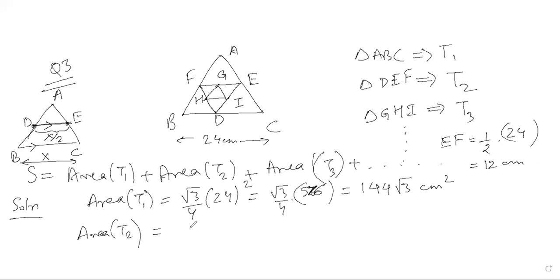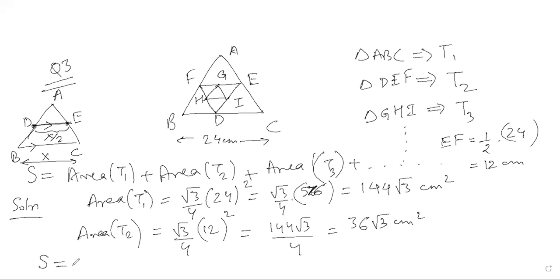So we can find the area of triangle T2 as root 3 by 4 into side square. Now side is 12, so 12 square. So this becomes 144 root 3 by 4. So 4 3s are 12, 2 and 4, so 4 6s are 24. So this becomes 36 root 3 square centimeter. Similarly, we can find the areas of T3, T4 and so on.